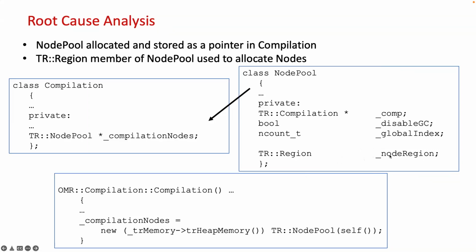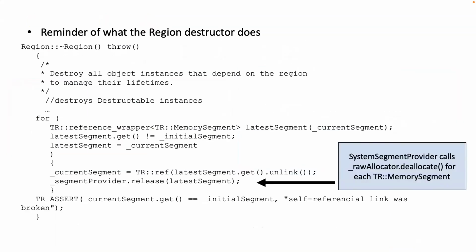All right, so then when the node pool is allocating nodes, they're using this region member to allocate them, like we saw in the stack trace from Valgrind. So, useful maybe as a refresher of what the region destructor does. When the region has allocated segments, it's keeping a list of these segments that it owns, so to speak. And when the region is destroyed, it will release each of these segments in turn.